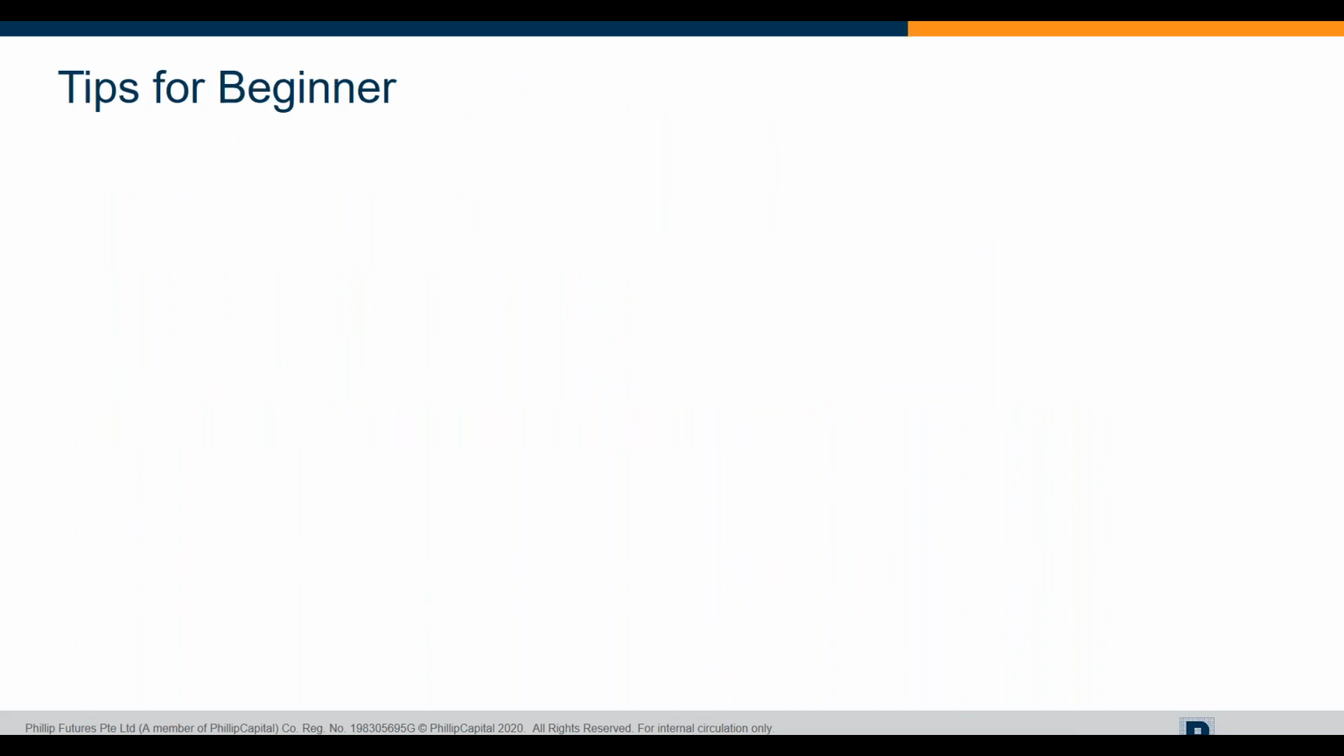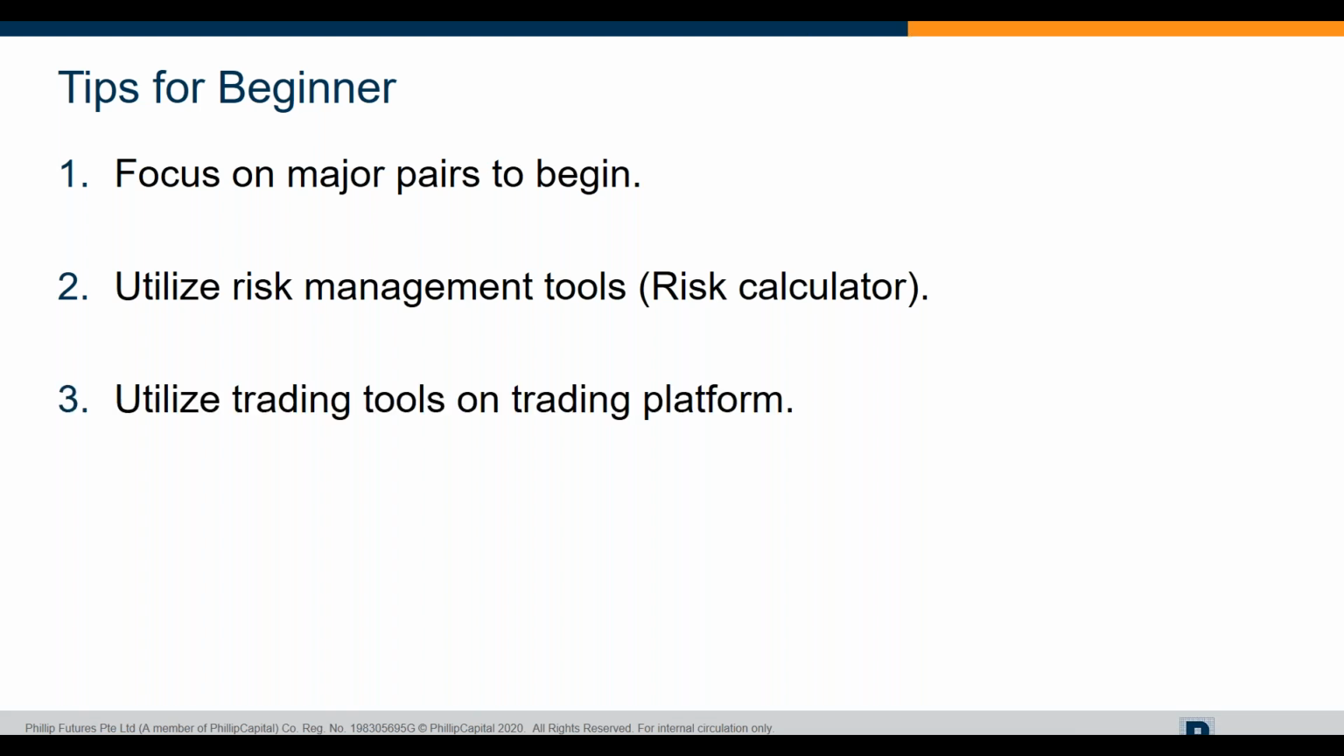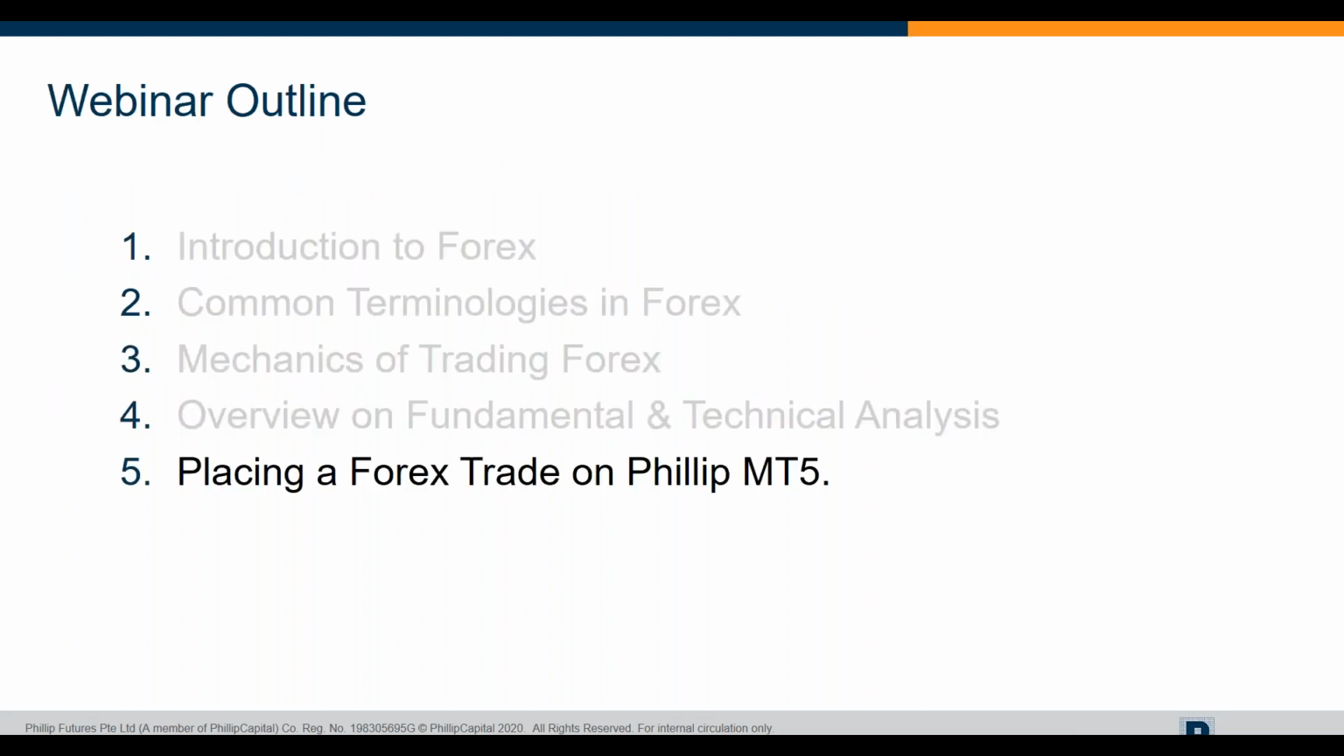So some of the tips for beginners are, like I mentioned earlier, we can always start with major pairs for a few good reasons. One of it is also because so many people are trading it, so many news are out there, and there are many available analysis that we can pick from various places to aid in our analysis. Secondly, you can utilize some risk management tools like the risk calculator in the platform, which I'll demonstrate to you shortly. Thirdly, you can use some trading tools on the platform. So that is all for the part 1 to 4.